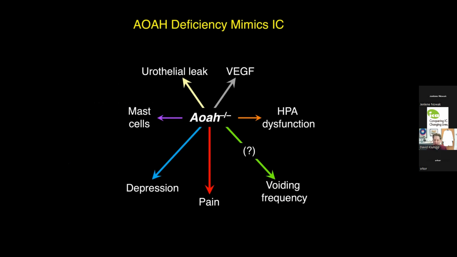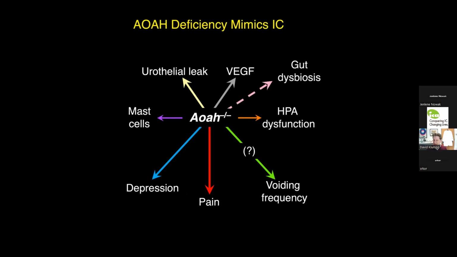The one caveat here is that because the CRF controls sphincter tone so exquisitely in rodents, these rodents, rather than urinating more, actually urinate less. That's the one problem with this model. But nonetheless, it recapitulates many other aspects of this. Of course, these mice get chronic pelvic pain. They get rodent correlates of anxiety and depression. There's a role for mast cells. They have leaky urothelium, HPA axis dysfunction.